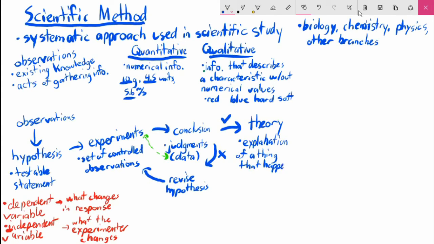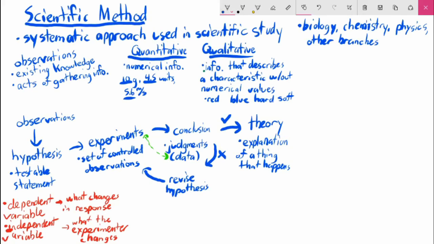So this can be as simple as an explanation of why, if I were to drop my pen that I'm writing with, it falls instead of just floating there. That can be a theory. And it was a theory until Isaac Newton pretty much proved it to be more than just a theory. But we'll get into that later.